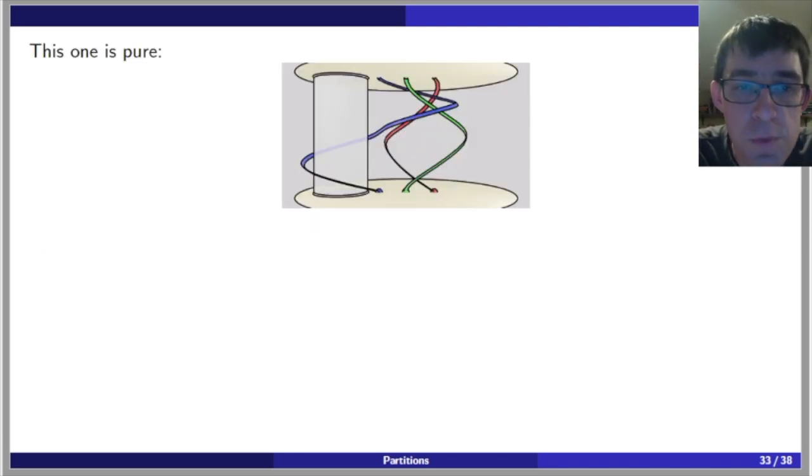So for example, this one is pure because you can see the blue point starts all the way on the left and ends at the same place. The green one starts in the middle and ends in the middle, and the red one starts on the right and ends on the right. That's called a pure braid.